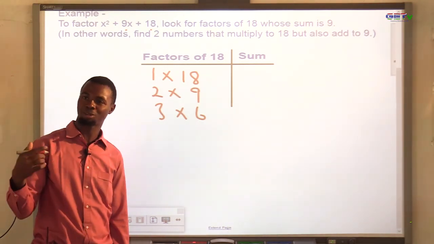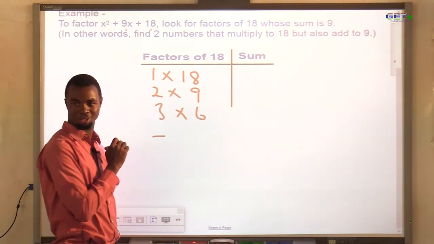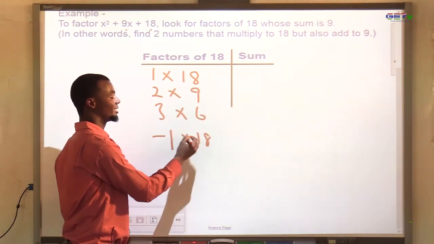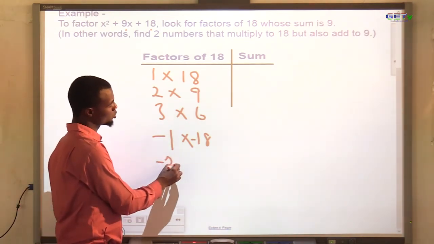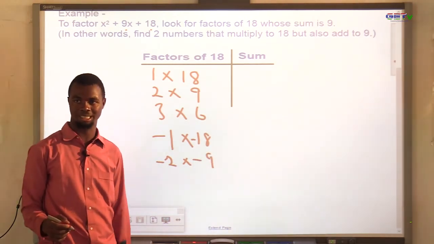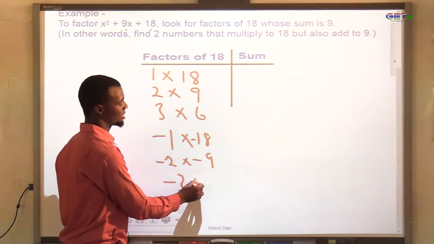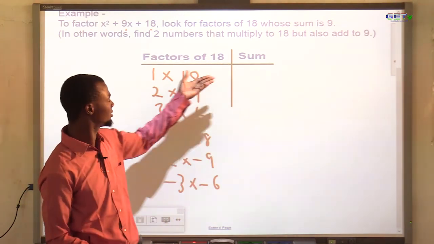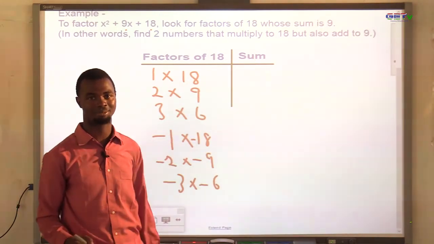18, when we multiply two numbers, will give us 18. Now, you can also understand that negative 1 times negative 18 is two factors of 18. Negative 2 times negative 9 are also factors of 18. Then you also know that negative 3 times negative 6 are factors of 18. Now we look at these factors that we have, whether their sum will give us 9.